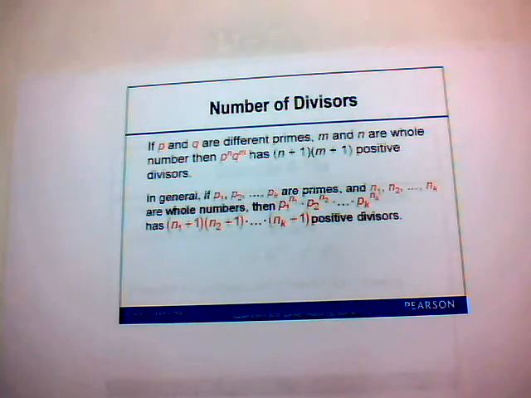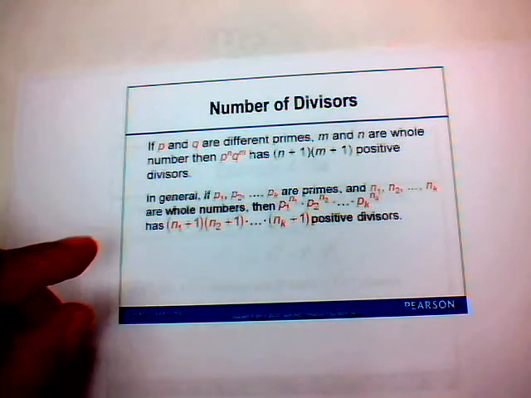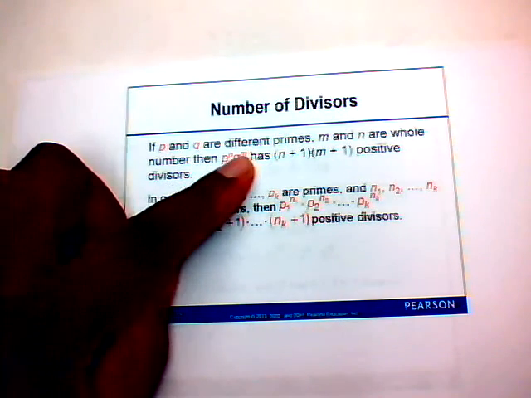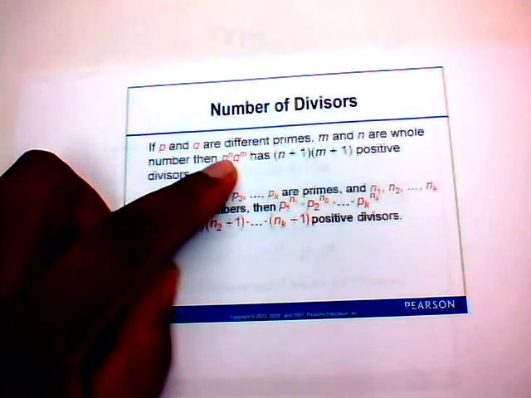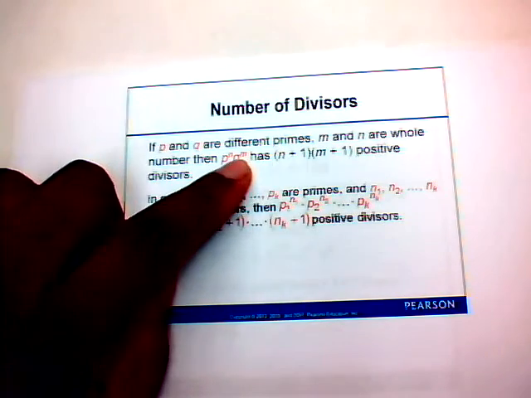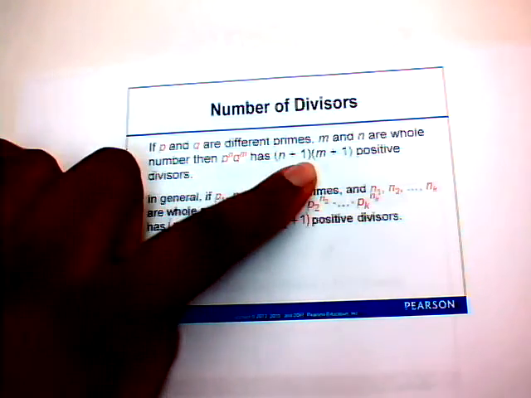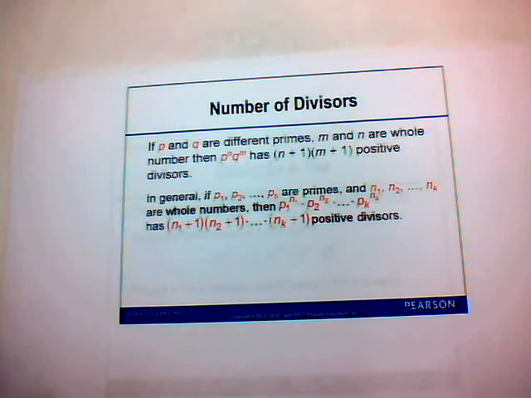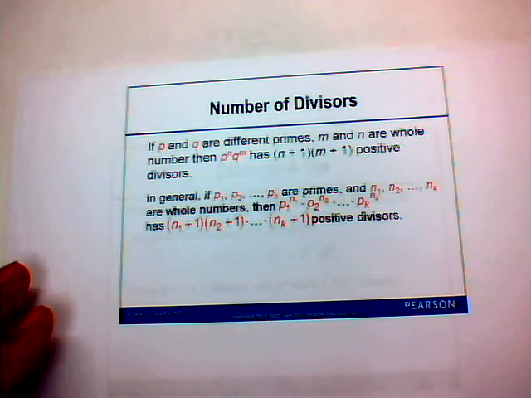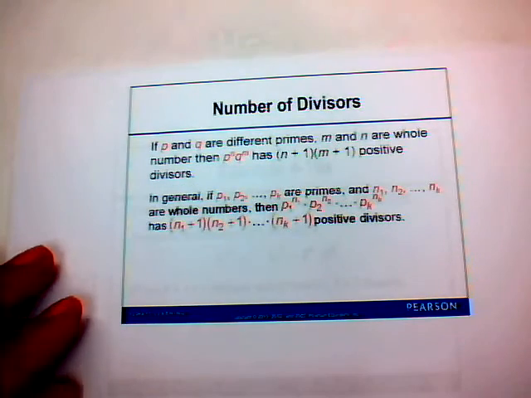And there is a rule that you can use to find the number of divisors. If P and Q are different primes, M and N are whole numbers, then P to the N times Q to the M has N plus 1 times M plus 1 positive divisors. In other words, you're going to take each individual exponent and add 1 to it. The N, you're going to add 1 to it. The M, you're going to add 1 to it. And then you're going to multiply the two together to come up with the number of positive divisors. And this is what this is in general.